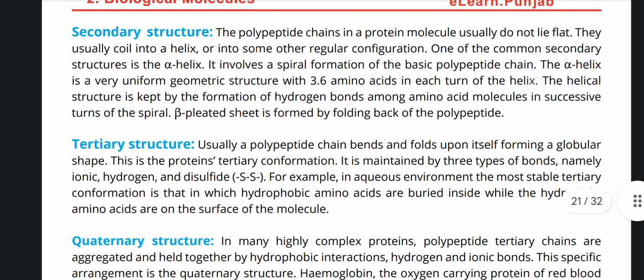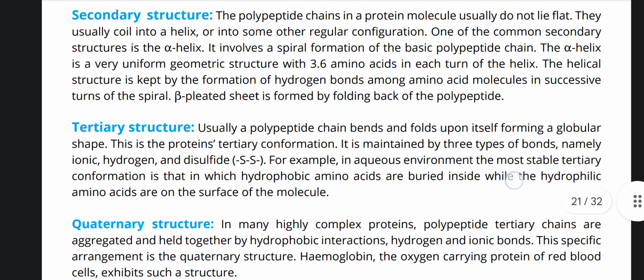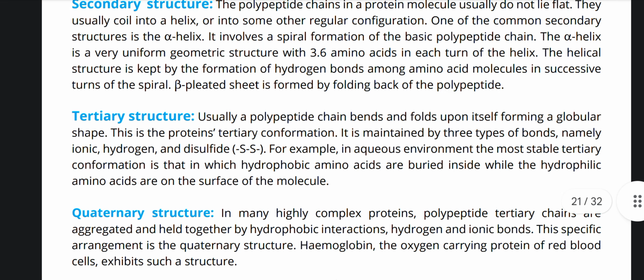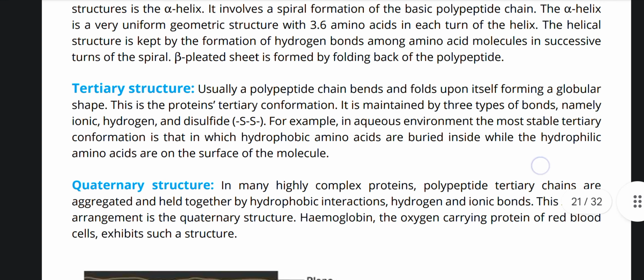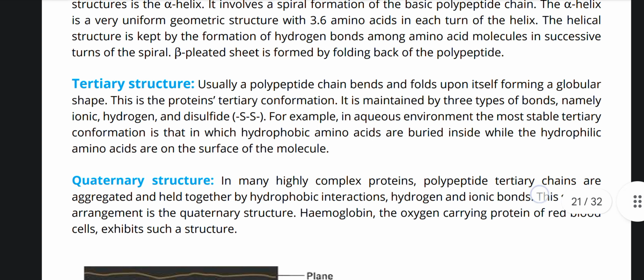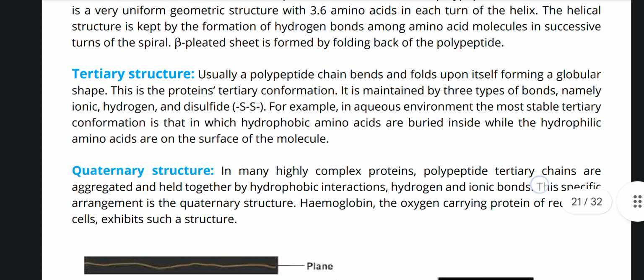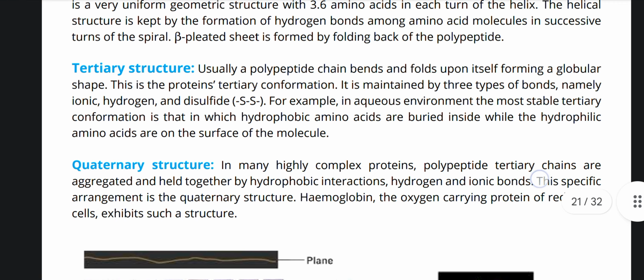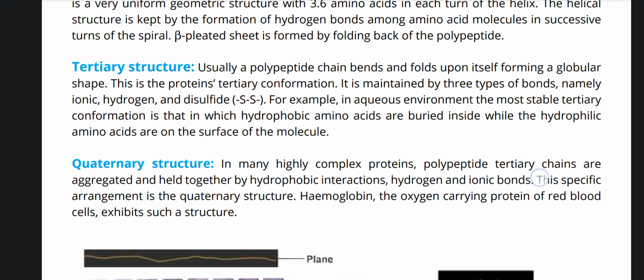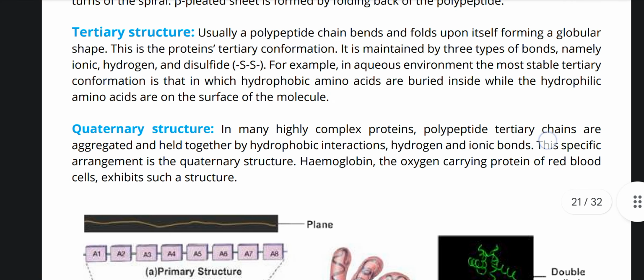Secondary structure. The polypeptide chains in a protein molecule usually do not lie flat. They usually coil into a helix or into some other regular configuration. One of the common secondary structures is the alpha helix. It involves the spiral formation of the basic polypeptide chain. The alpha helix is a very unique geometric structure with 3.6 amino acids in each turn of the helix. The helical structure is kept by the formation of hydrogen bonds among amino acid molecules in successive turns of the spiral. Beta pleated sheet is formed by folding back of the polypeptide.